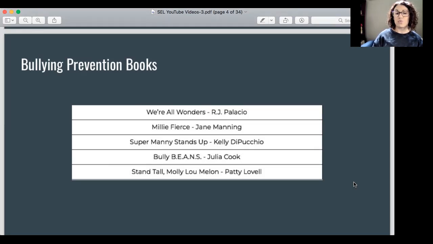One thing to keep in mind that We're All Wonders is sort of like the primary version of the book Wonder. So if you have kids that are kind of too young for that big chapter book, We're All Wonders is a great alternative to that wonderful chapter book. And then there are a few more on here. Some you may have heard of and others maybe not.